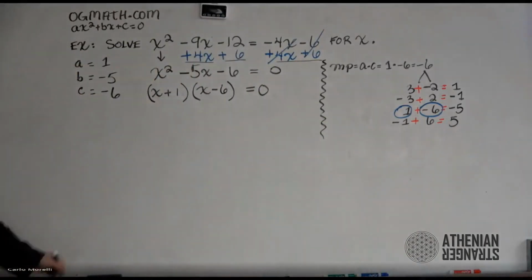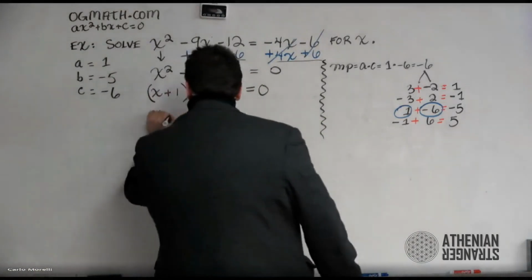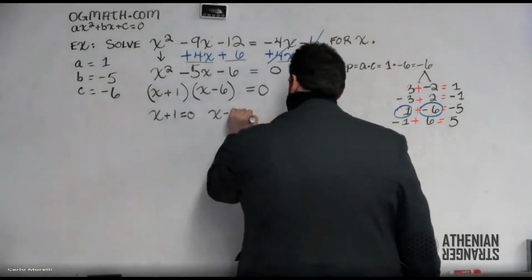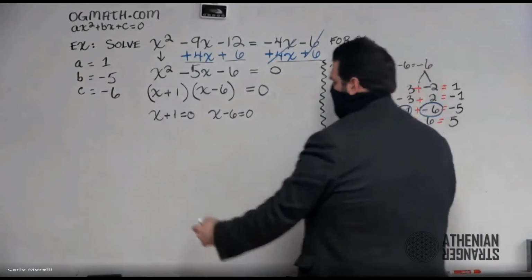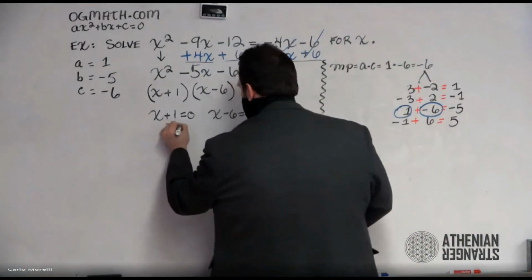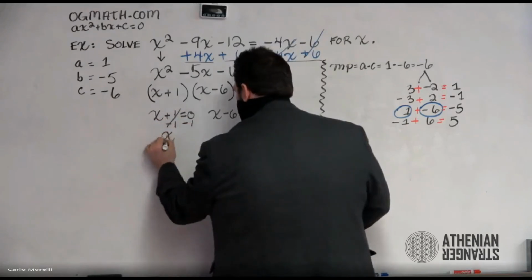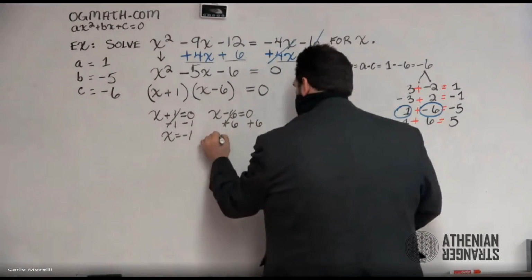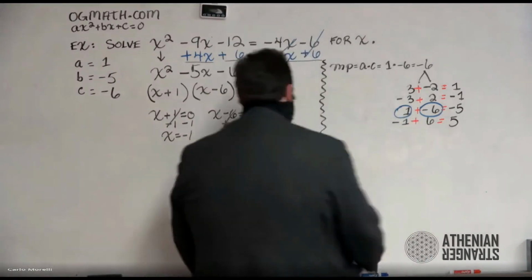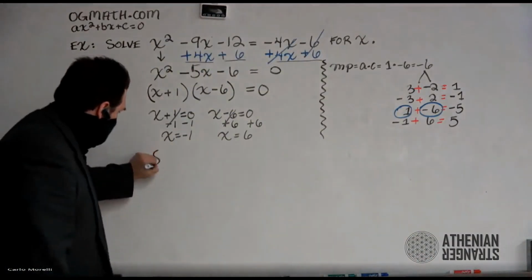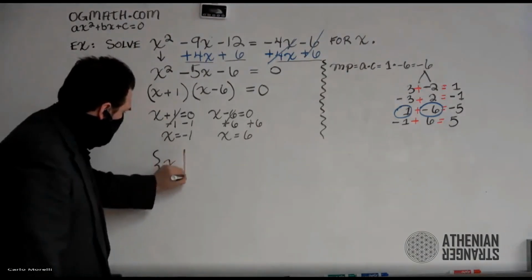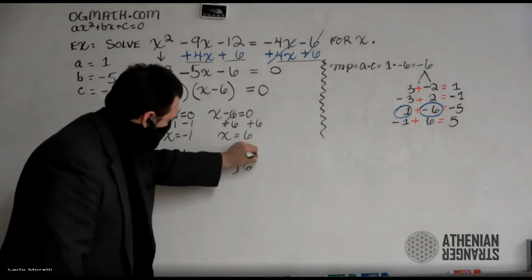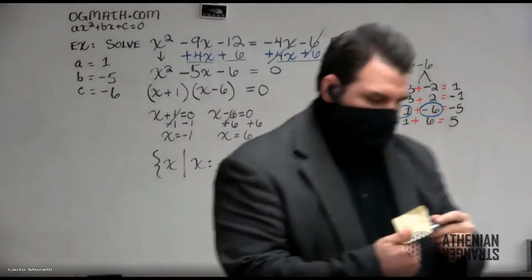Next step. Set each factor equal to 0. X plus 1 equals 0. X minus 6 equals 0. Now solve each of these trivial example problems. -1 on both sides, x equals -1. Plus 6 on both sides, x equals +6. Now write it like an adult. The set of all x, such that x contains -1 and 6, close brace. You're done.